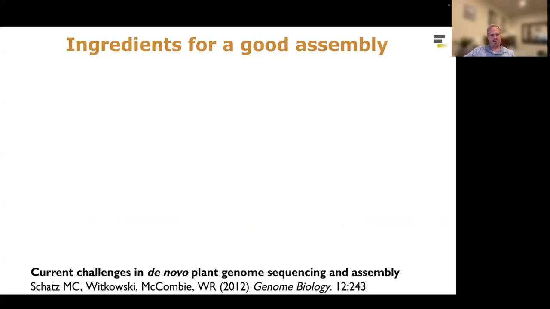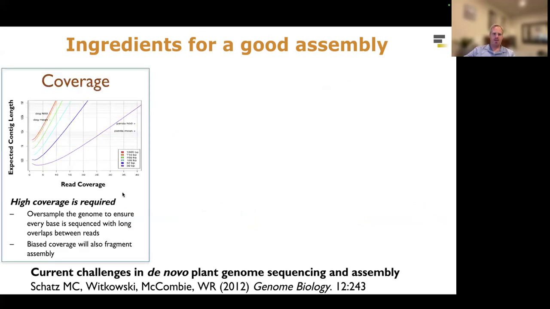So if you're going to attack a new species where you want a good reference genome, there are a few ingredients that you absolutely have to have in order to get a good assembly. At the top of the list is sufficient coverage, right? The sequencing process is random, so there's no guarantee intrinsically that you're going to find overlapping reads. So the strategy is to oversample the genome with the amount of sequencing that you're going to do, such that you have a higher likelihood that there will be long overlaps. And we'll say a lot more about coverage in just a minute.